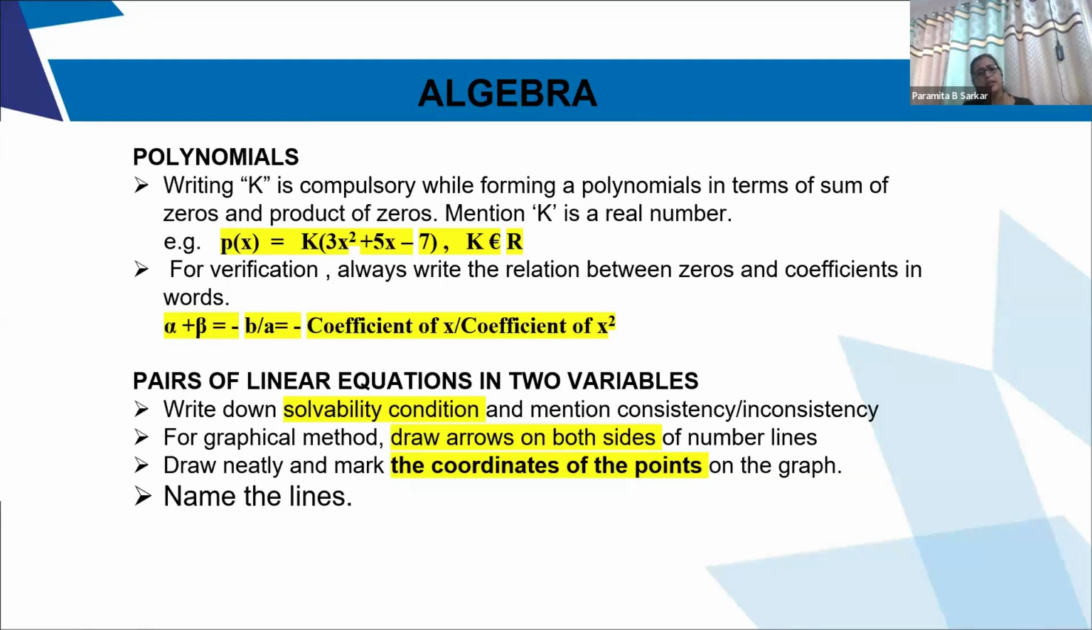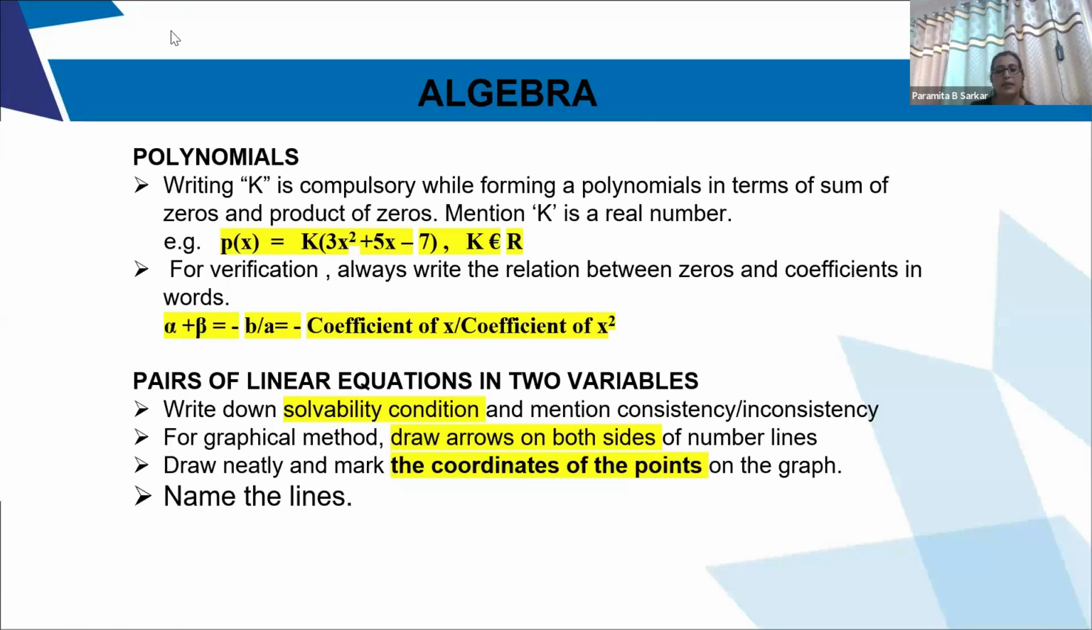Now coming to pair of linear equations in two variables. In this chapter you have the solvability conditions. Whenever they ask about the solvability conditions, write down the linear equations, show the values of a, b, c. What is the value of a1, b1, c1? What is the value of a2, b2 and c2? Write them down and then you use these conditions.